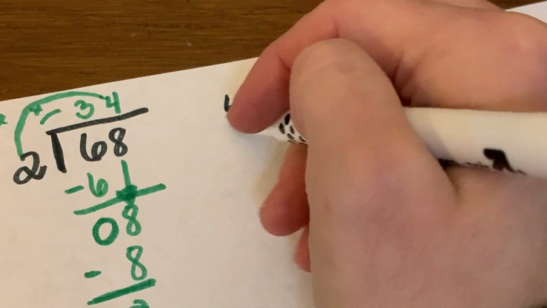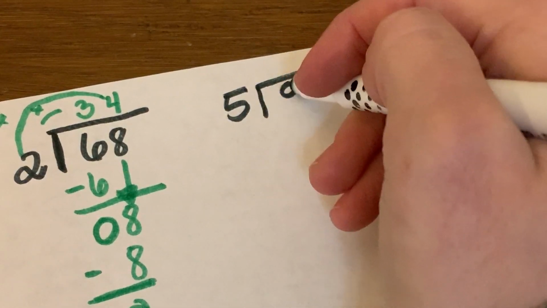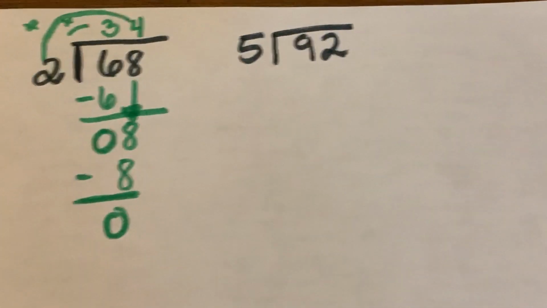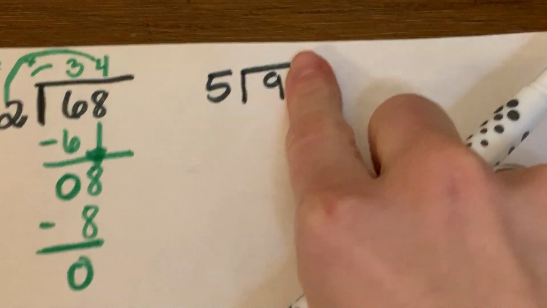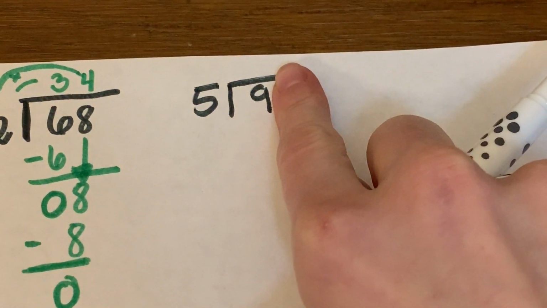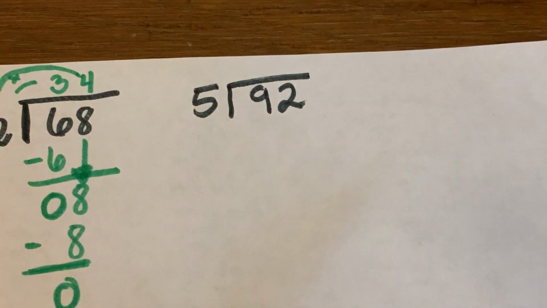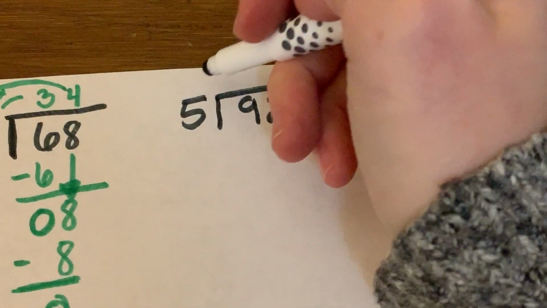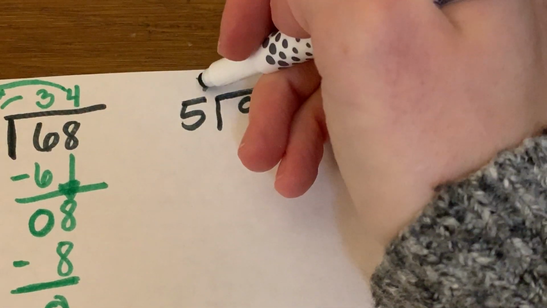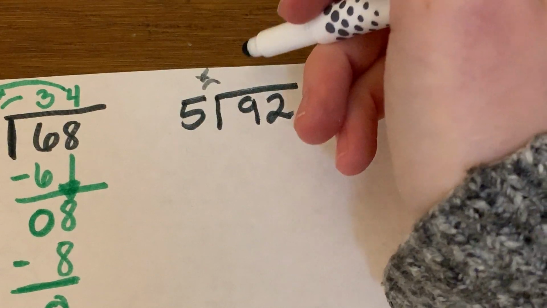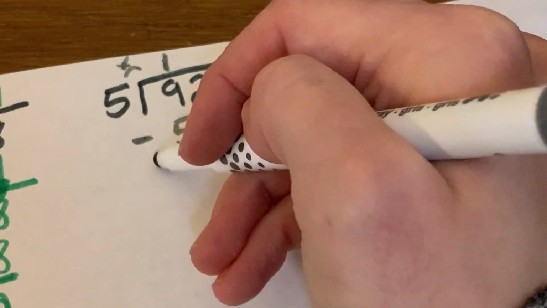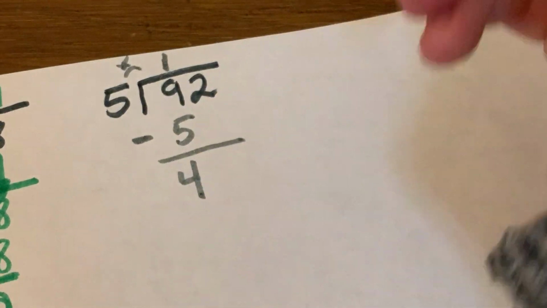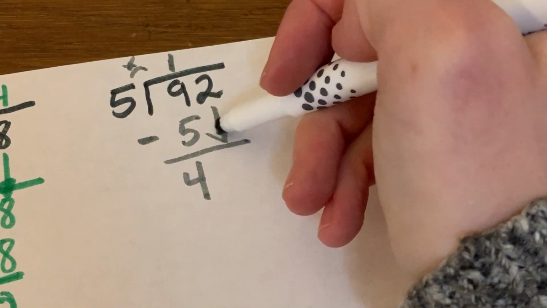Let's do 92 divided by 5. Go ahead and try that one. All right. 5 times what gives me 9? Well, nothing exactly. 5 times 1 gives me 5. 5 times 2 gives me 10, which is too big. So I'm going to do 5 times 1. Subtract the 5. I have a 4. I'm going to bring down the 2.